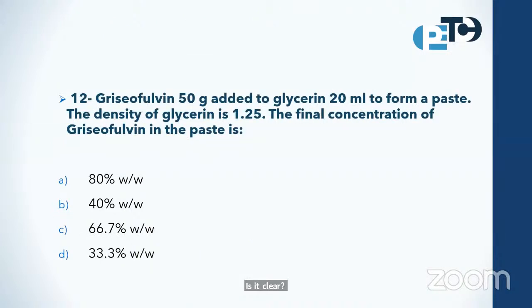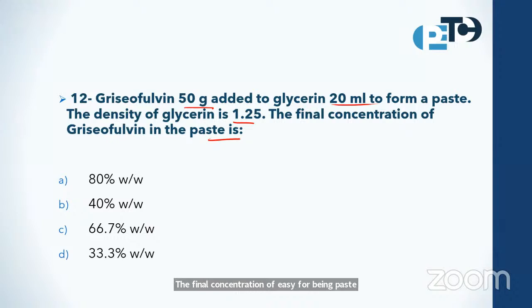Yes. The next one. Griseofulvin, 50 grams, is added to 20 milliliters of glycerin to form a paste. The density of the glycerin is 1.25 gram per ml. The final concentration of griseofulvin paste is?